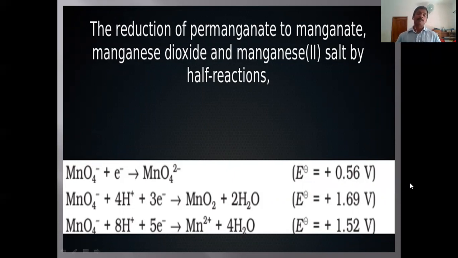MnO4 minus plus 4H plus plus 3 electrons gives MnO2 plus 2H2O. And the third one, MnO4 minus plus 8H plus plus 5 electrons gives Mn2 plus plus 4H2O. And it is the common reaction. In acidic medium, potassium permanganate is a good oxidizing agent, and it is the common reaction that is taking place during the reduction of potassium permanganate.